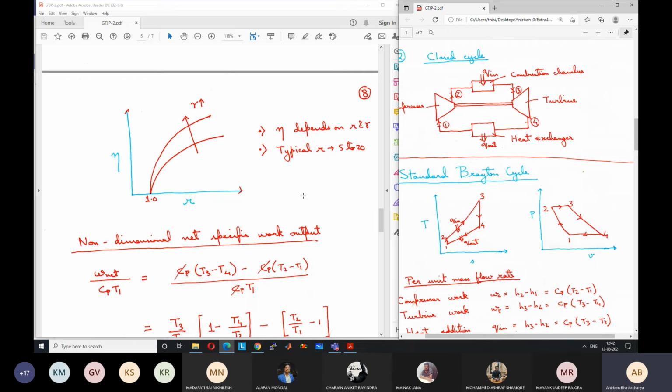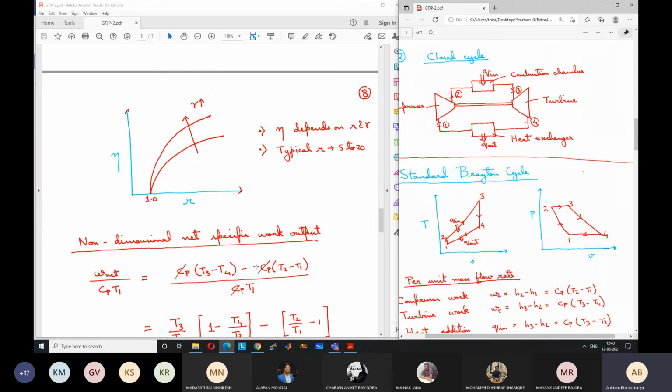And this is more important, as we will see later for jet engines, where you need less weight. For industrial turbines, weight is not an important issue. Cost is still an important issue. So you want to reduce the overall installation cost. So obviously it is better to have higher specific work output. Okay. So let us see how the specific work output varies.